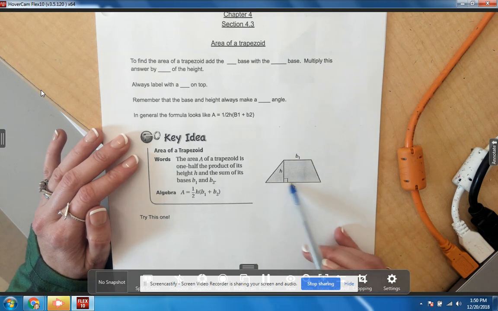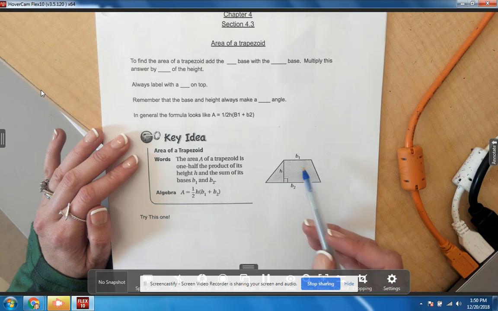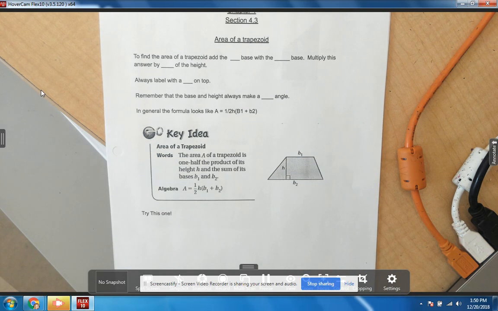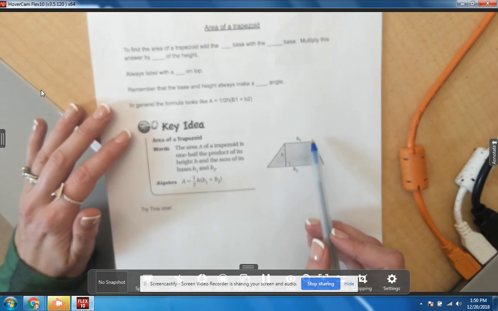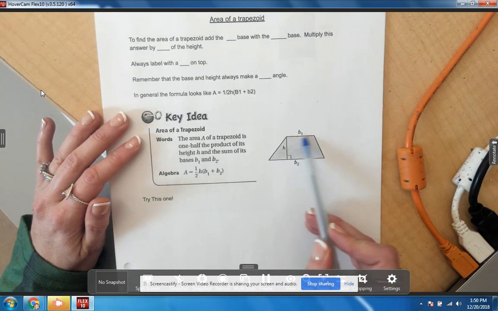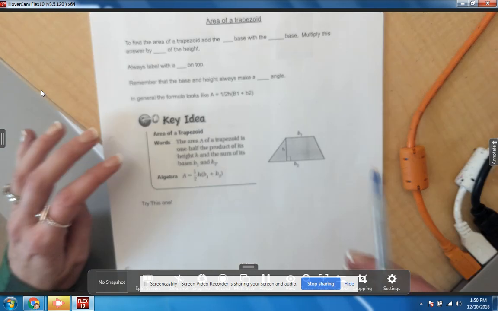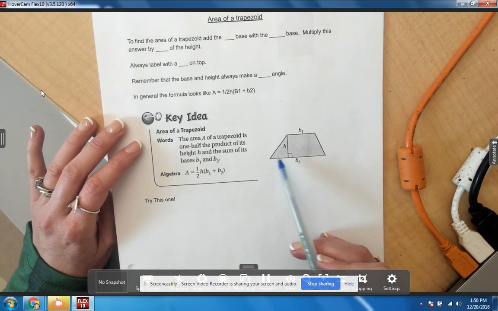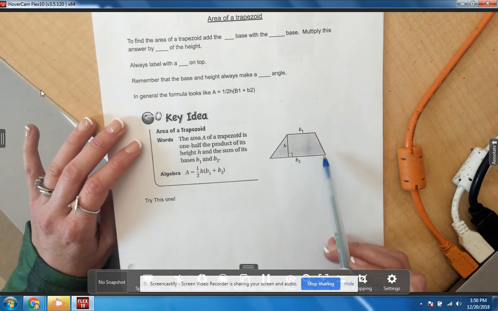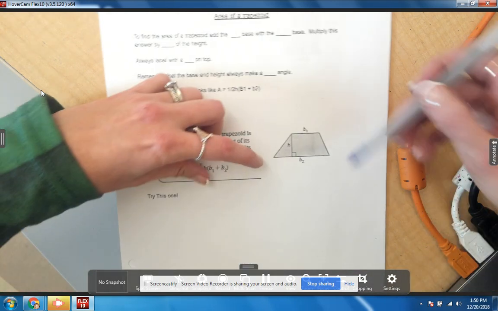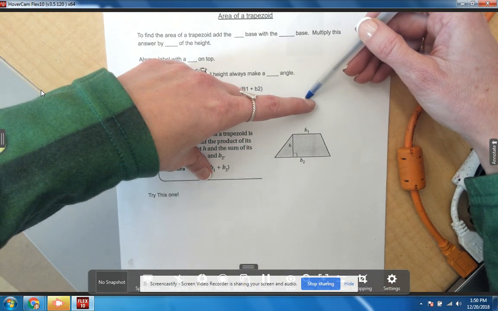2 of the sides are parallel, and those 2 sides are the bases. So when you have 2 parallel lines, that means that if they went on forever, they would never intersect. So for example, for this one here, the top would be parallel to the bottom, because if you extended them forever and ever and ever, they would never intersect. So the 2 sides that are parallel are the bases, and then the other 2 sides are not parallel, meaning if they went on forever, they would intersect.